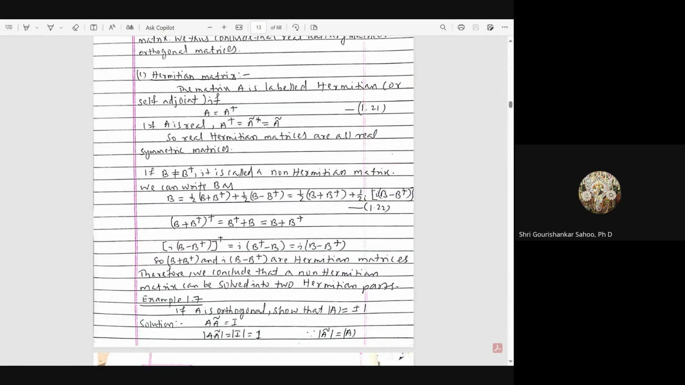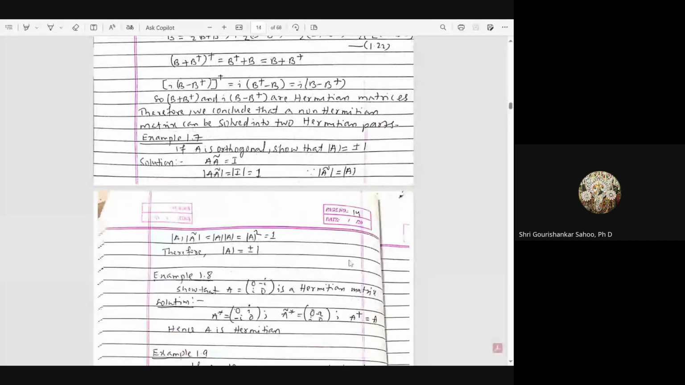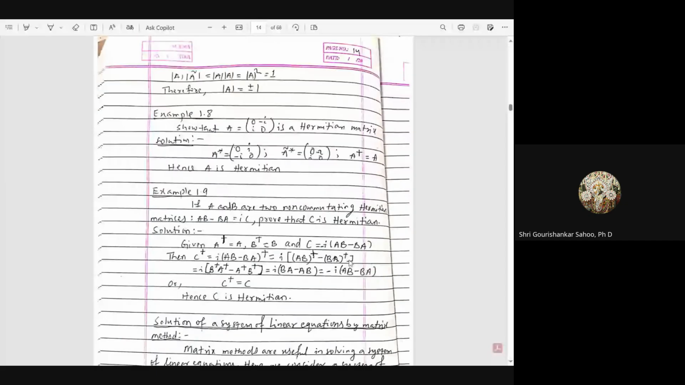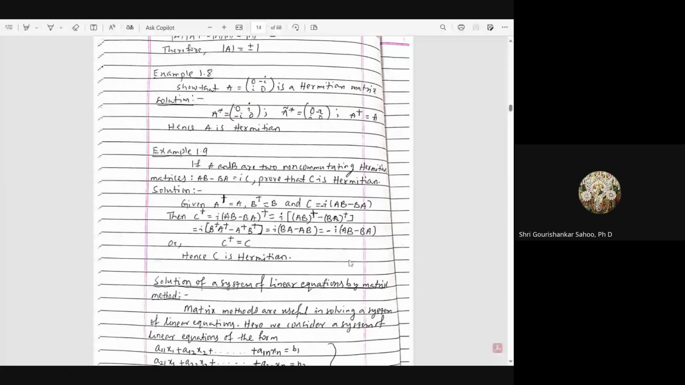Where A is real and is a physical object, A dagger is equal to A transpose. So real Hermitian matrices are all real symmetric matrices. And if P is not equal to P dagger, it is called a non-Hermitian matrix. Here is an example. You can see here A star is equal to 0 i, minus i 0, the Pauli matrix. A transpose is equal to 0 minus i, i 0. So A dagger is equal to A.